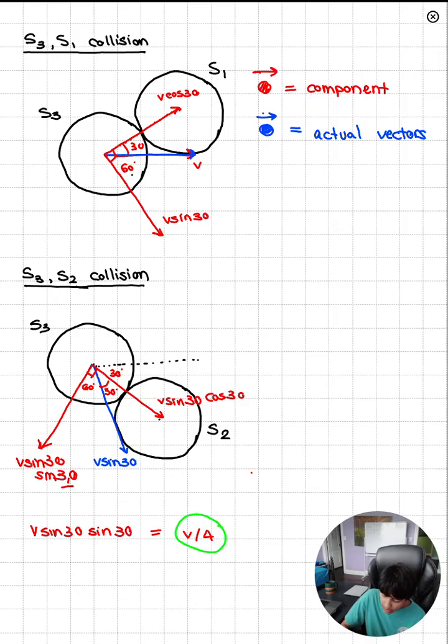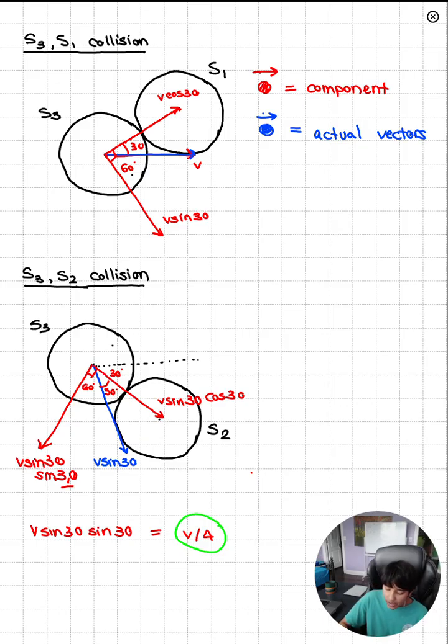As S3 is moving at a v sine 30 component with an angle of 60 degrees to the horizontal, and the angle at which the joining of the centers is with the horizontal is 30 degrees, we get the following figure. v sine 30 itself has two components, the v sine 30 cosine 30 component, with which S3 is traveling to S2, meaning again, since S3 and S2 have the same mass, this component is going to be completely given to S2, and S3 loses this bit of velocity. And the only thing it's really left with is this v sine 30 sine 30 in the 120 degree direction from the horizontal. So that should be where it's moving after the two collisions are made.